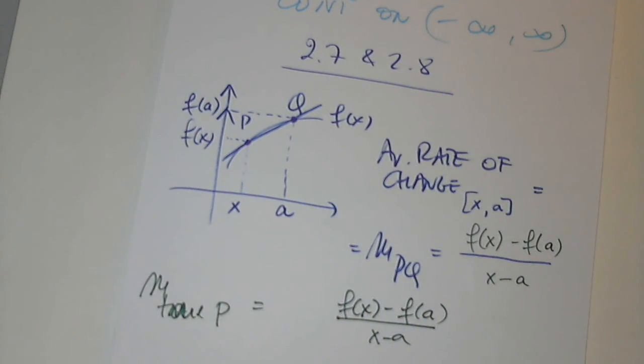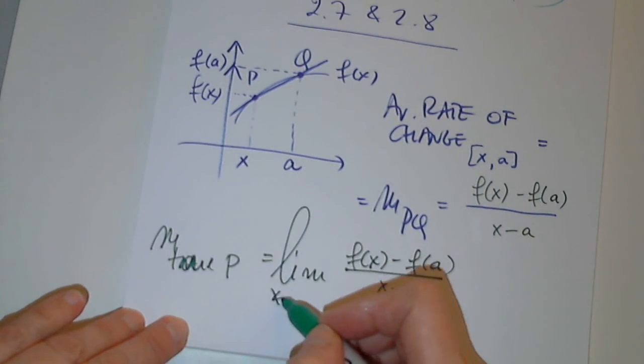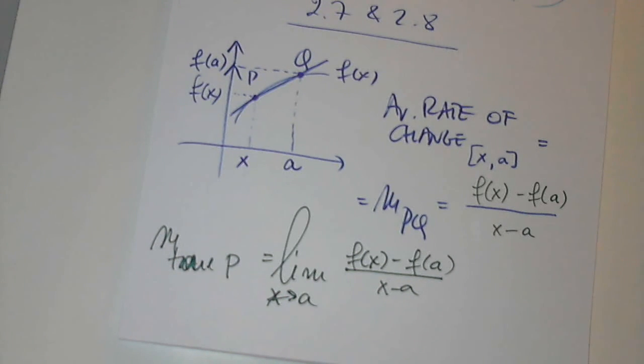Exactly. Would it be lim? Of course, as x goes... Of course. That's why we discussed this first. Indeed. Of course. Now it's exact. Here, it would have been an approximation. I could bring Q closer and closer to P. But once I put this, it is exact. It's carved in stone. This is it. This is the slope of the tangent line.